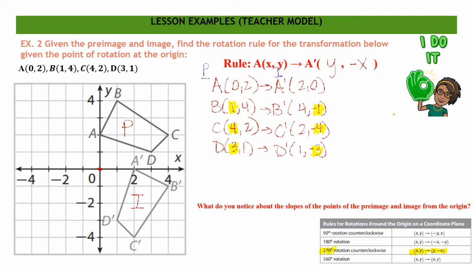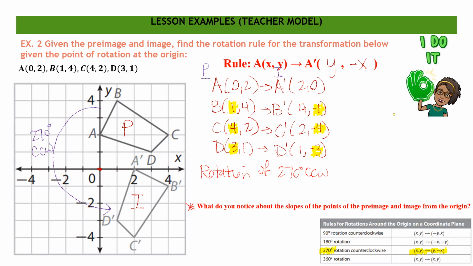So that means that I've taken my pre-image and rotated it around 270 degrees, and this is counterclockwise. So my answer would be a rotation of 270 degrees counterclockwise.